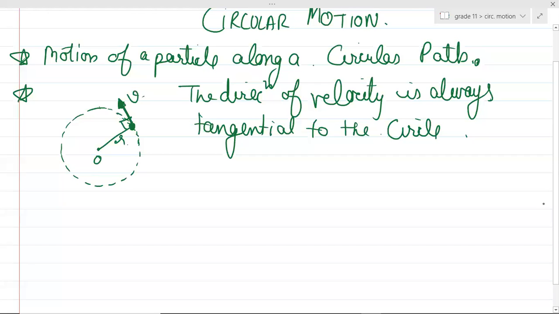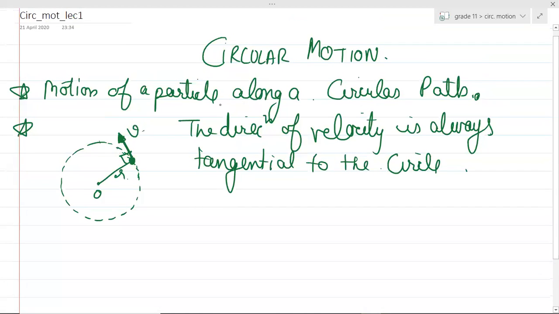Thank you. So basically what we are studying is circular motion. What is circular motion? It is the motion of a particle along a circular path. And if I draw a circle, always remember the circle, if the particle is moving along this circle, the direction of velocity at any point is always tangential to the circle.